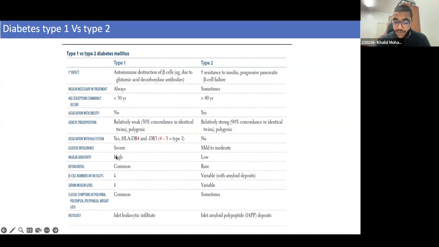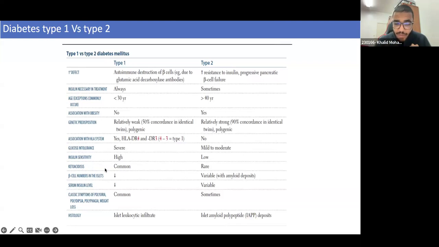Glucose intolerance means if you give them glucose, will they be able to tolerate it or not? It's severe in type 1 diabetes. You can't give them glucose because they have no insulin. So in type 2 diabetes, they do have insulin, but they're just desensitized to it. Now, I'll skip those.